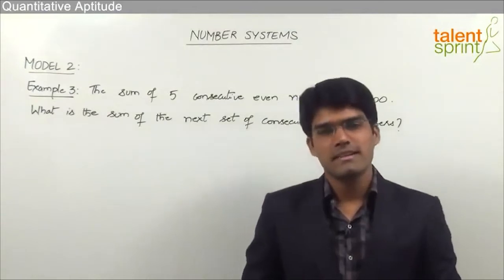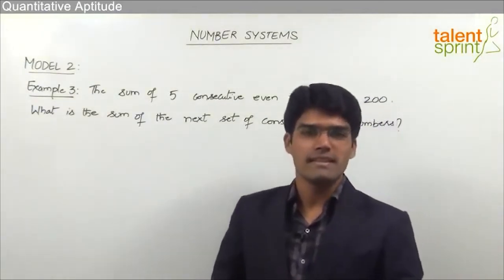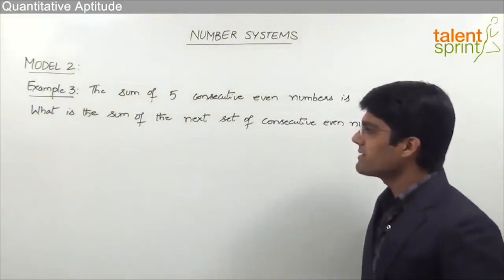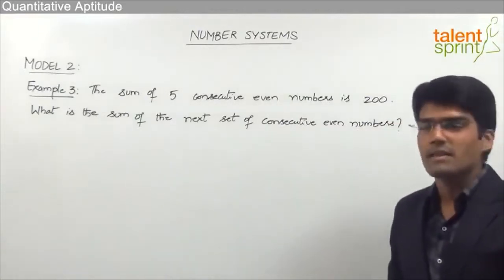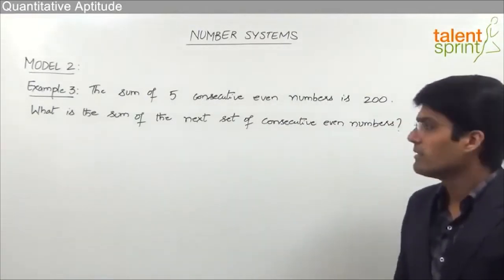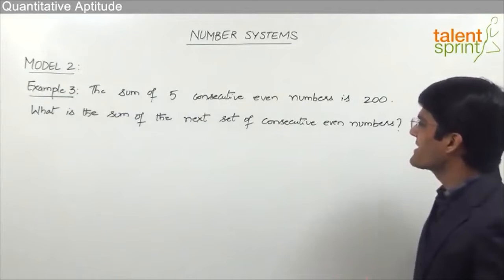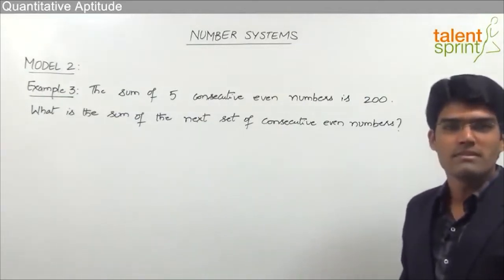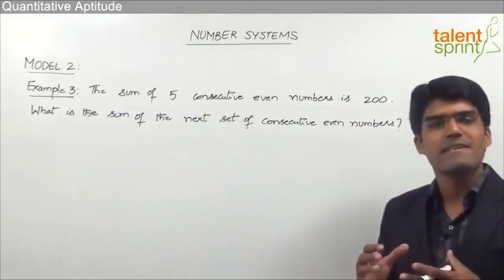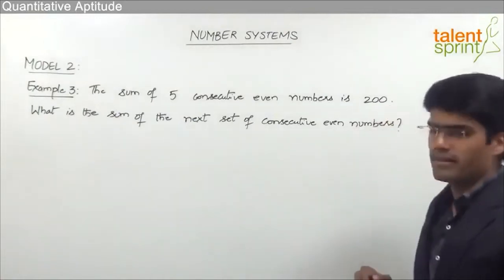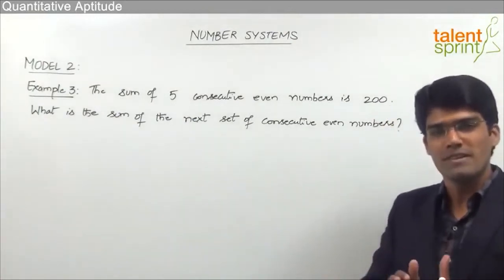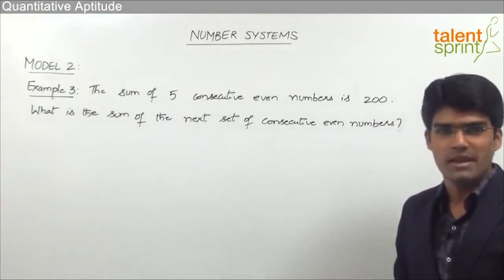Let us now take another interesting example based on consecutive numbers. The question here is, the sum of 5 consecutive even numbers is 200. So what is the sum of the next set of consecutive even numbers? So as you can see here, for 5 consecutive even numbers, the sum is 200, and we are supposed to find out the sum of the next 5 consecutive even numbers.